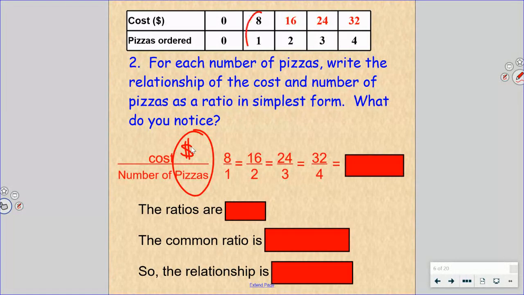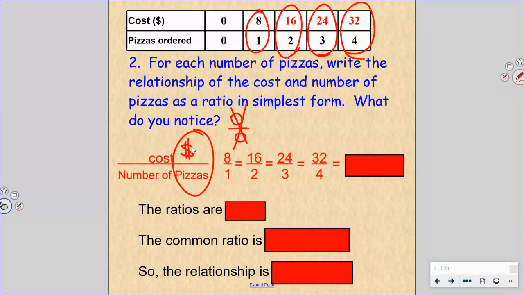Now, in this case, there's no point writing 0 divided by 0 ever. You cannot divide a number by 0. That is impossible. But we can start off with every other ratio. So we have $8 for one pizza. We have $16 for two pizzas, 24 for 3, and 32 for 4.